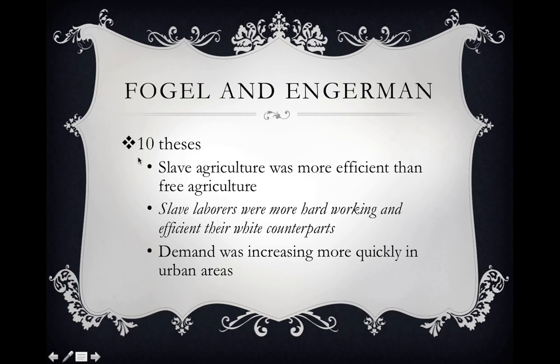the workers themselves are that much more efficient. It's that the restrictions placed upon the slave's labor may induce higher levels of output just because of the institution itself. So also, that's the controversial statement that I talked about here, that slave laborers were more hardworking and efficient. That's the statement that was one of the more controversial ones.